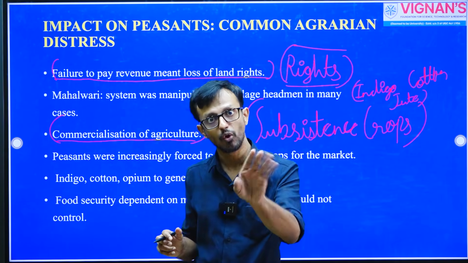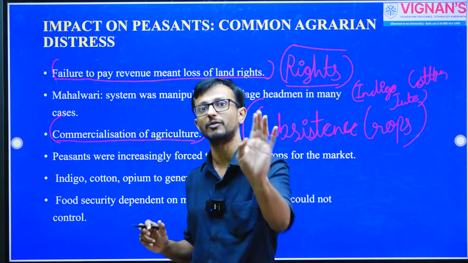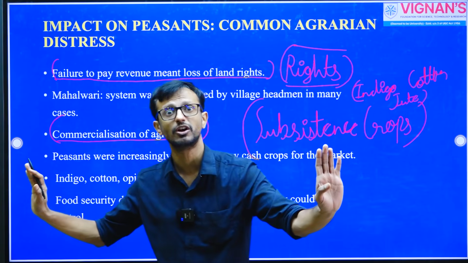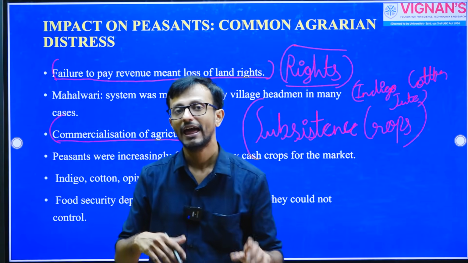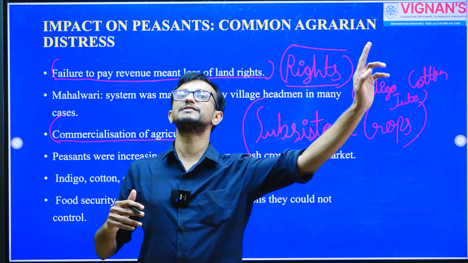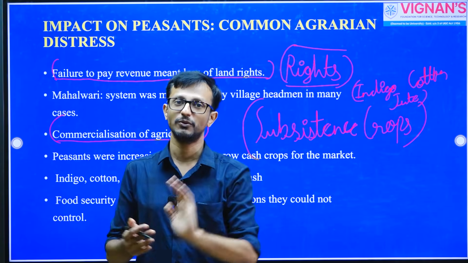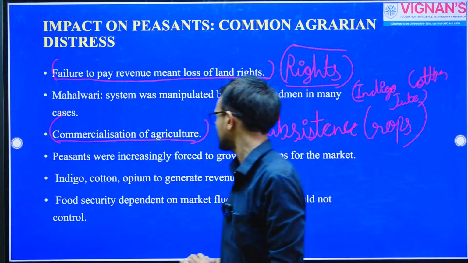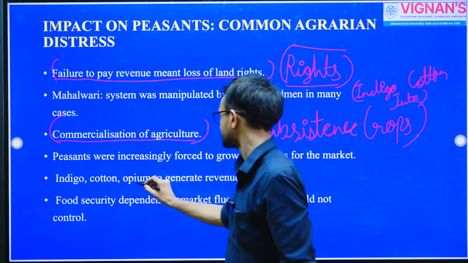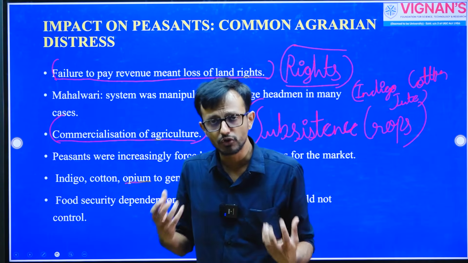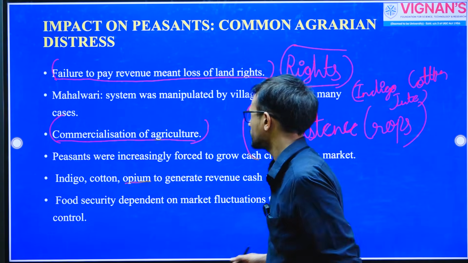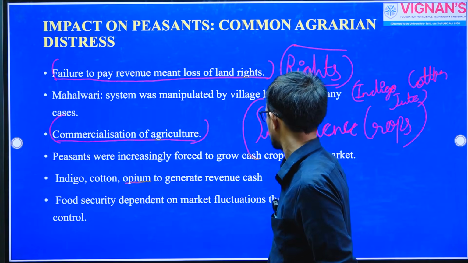So the state is forcing the farmers to cultivate commercial crops. Until then they cultivated only subsistence crops. So they have to cultivate commercial crops through which they'll gain more profit, and they can satisfy the demands of the colonial state to pay high revenue. So this is also something that is very important. Opium also is a commercial crop. So they are forced to cultivate these crops, through which they are facing so many difficulties.